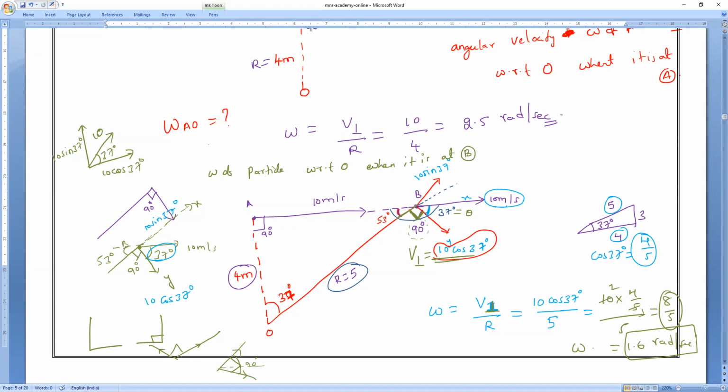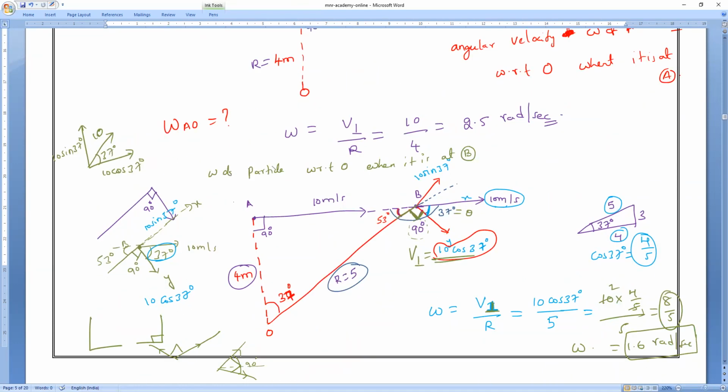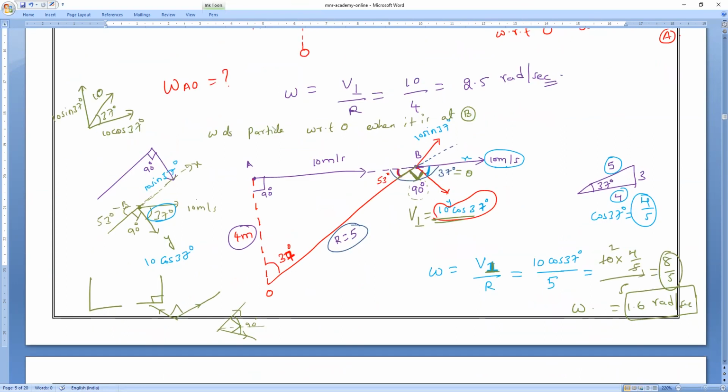Okay. So when it is at point A, both are perpendicular, directly it will work. But when it is at point B, did you understand, everybody, how to solve it? So this is circular motion, angular velocity. So till here, everybody, you can solve. I hope you all understand this question.